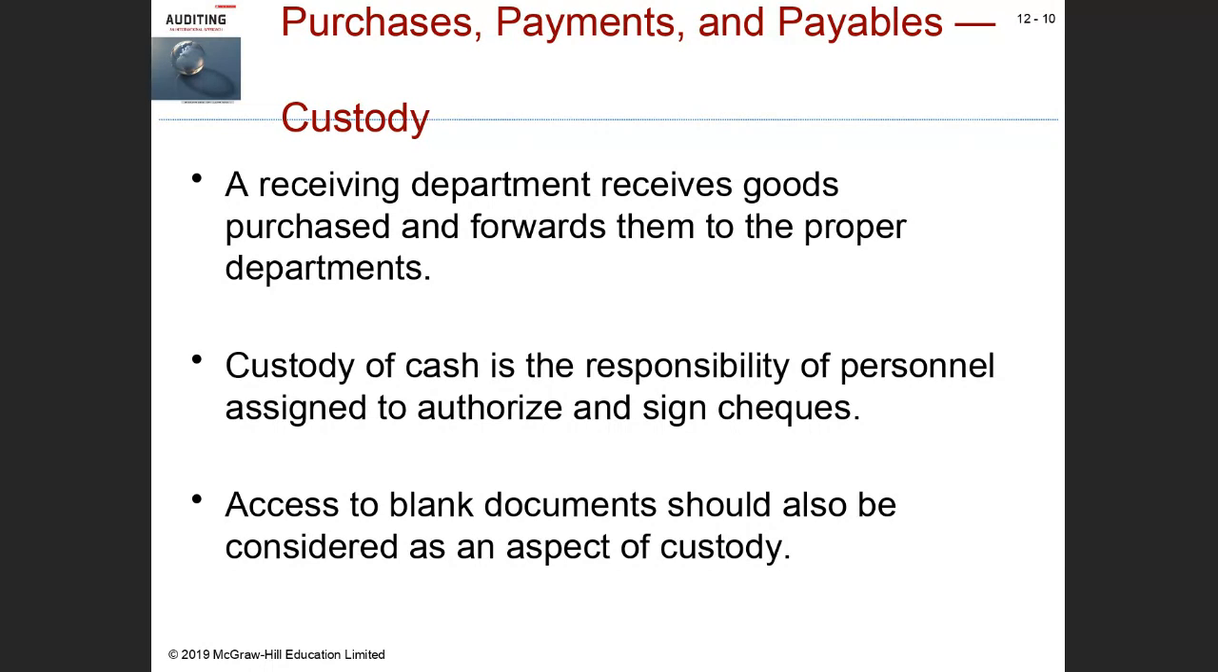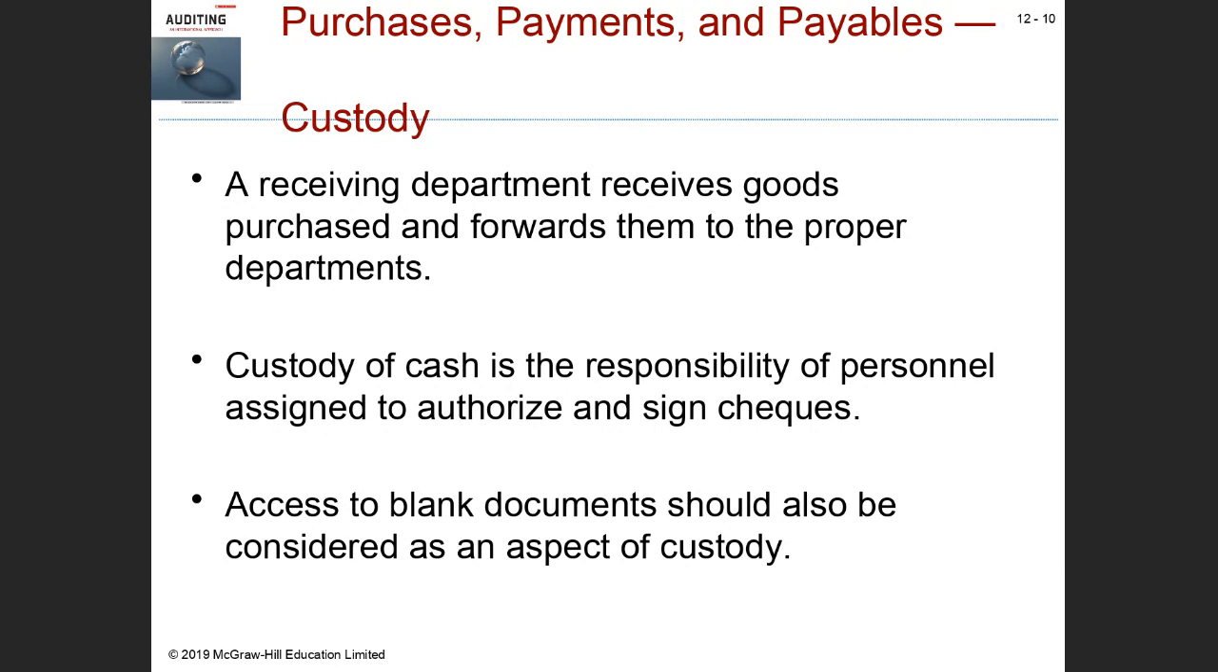One of the things to also keep in mind with respect to custody is custody over blank documents. So if you have checks that you order in advance. Typically when a company orders checks, it doesn't order 100 checks. It might order 1,000 checks. It might order 10,000 checks all at once. So when those blank checks come in, you have to have custody or physical control over the blank checks.